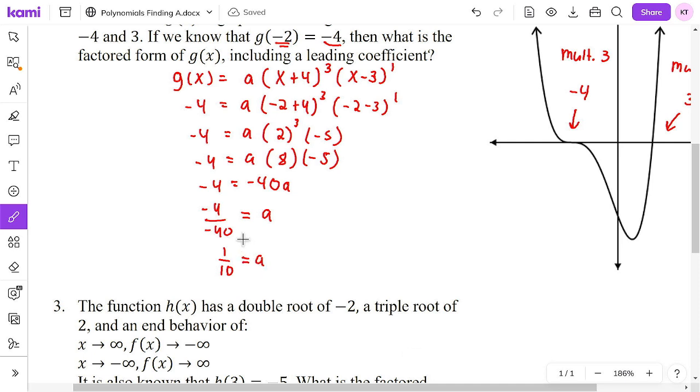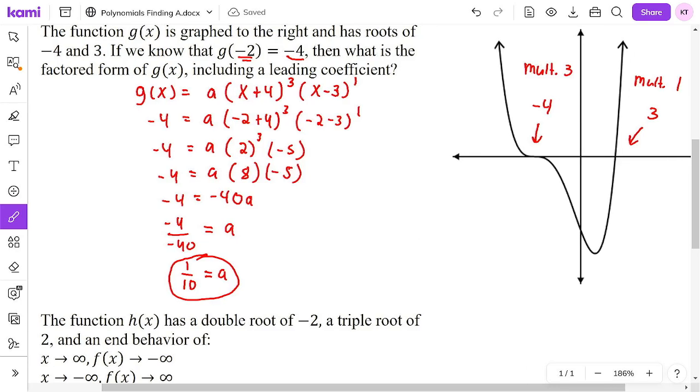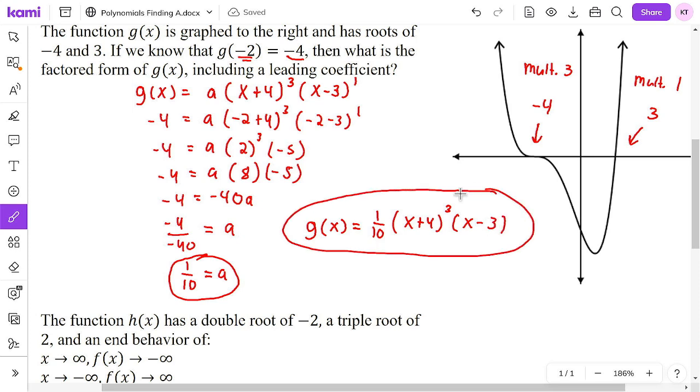And then just like the previous question, I am going to go ahead now and write this all out with g of x. So g of x is going to be equal to 1 over 10 times x plus 4 to the power of 3 times x minus 3. And that will be my final answer for the second question.